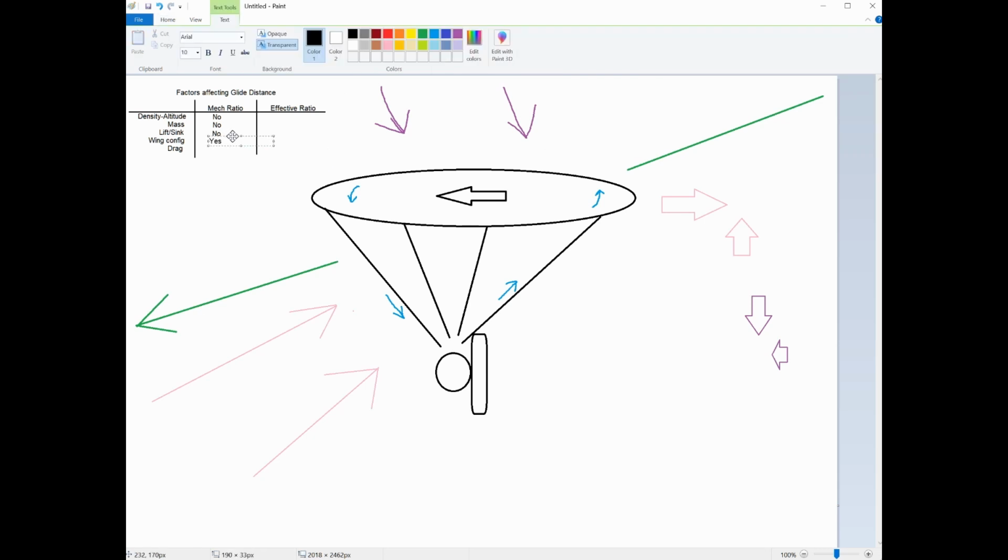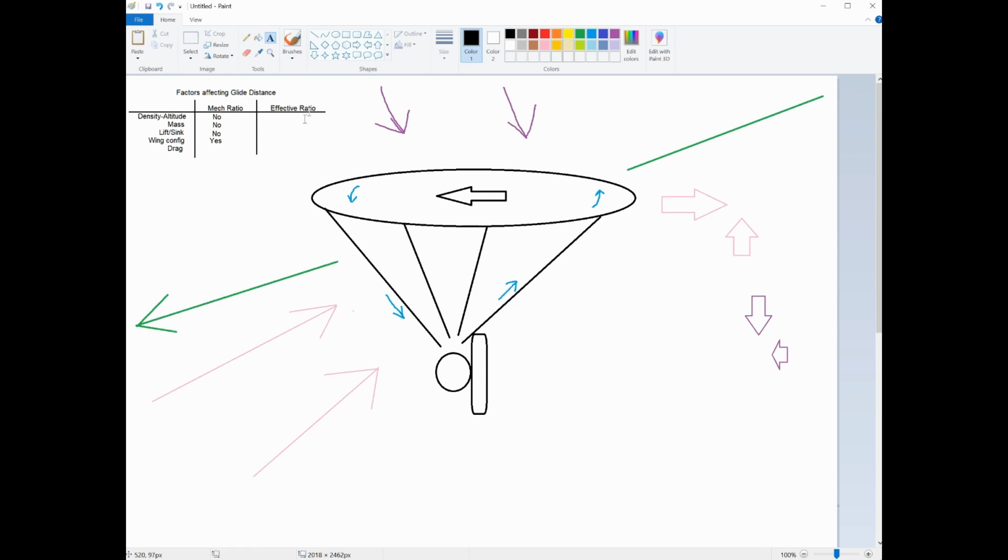By how much, we don't know. You have to test it on your wing, exact wing. And then we have our drag. So drag is a little opposing force, and it's down here. So this is kind of a physical layout.